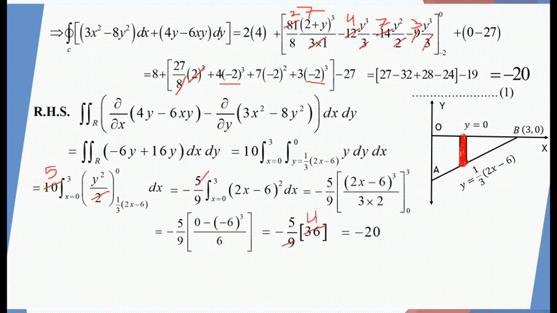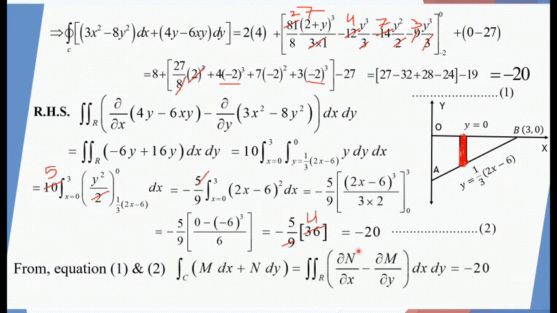So 5 4 ja 20 and minus is already there. So this is equation number 2. Now see, from equation number 1 it is minus 20, and from equation number 2 it is also minus 20. So the value arising from both methods is the same. So from equations 1 and 2 we can say the line integral over C of M dx plus N dy is equal to the double integral over R of ∂N/∂x minus ∂M/∂y dx dy, which is equal to minus 20. So Green's theorem is verified.